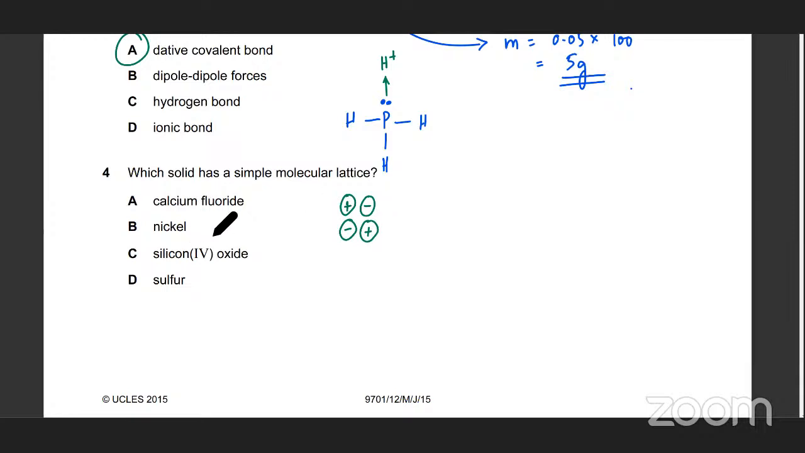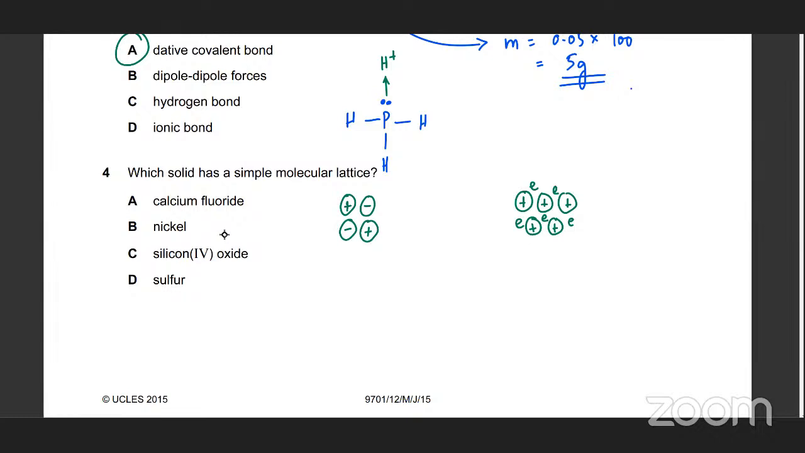Nickel is metallic. What's a metal? A metal likes to lose electrons. So you have a bunch of metal atoms. They all like to lose electrons. They all form positive ions. And where do the electrons go? They don't have any place to go, so they're just roaming around. So that's a giant metallic lattice. So metal ions in a sea of free moving electrons.